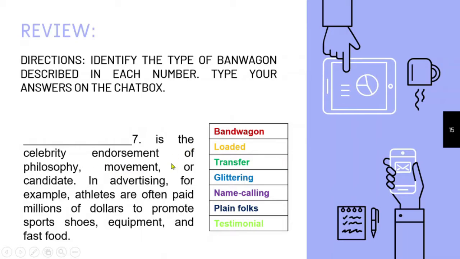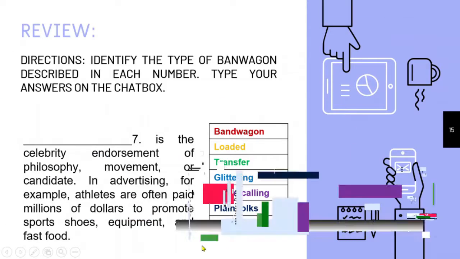This is the celebrity endorsement of a philosophy, movement, or candidate. In advertising, for example, athletes are often paid millions of dollars to promote sports shoes, equipment, and fast food. Bandwagon, loaded, transfer, glittering, name-calling, plain folks, or testimonial.